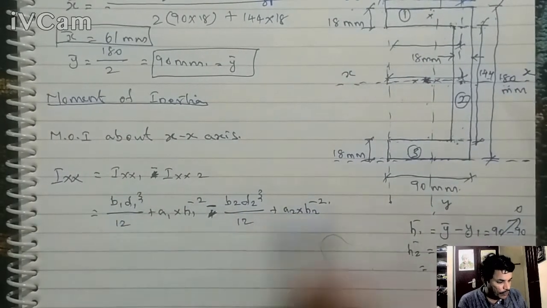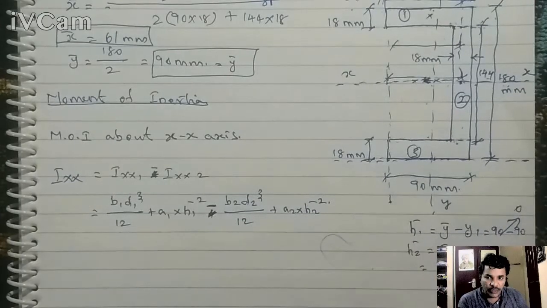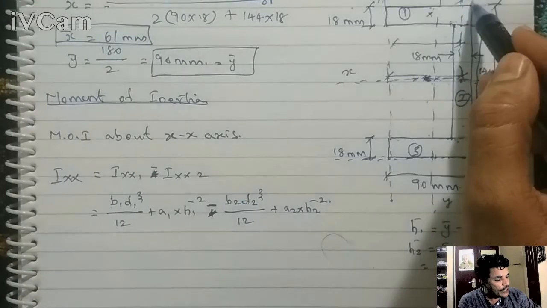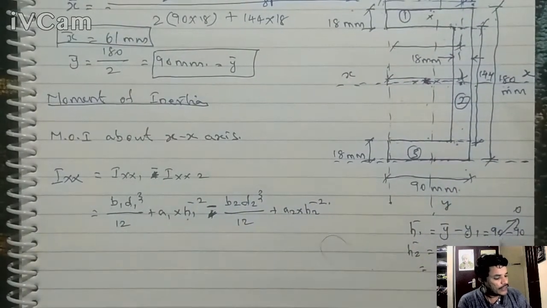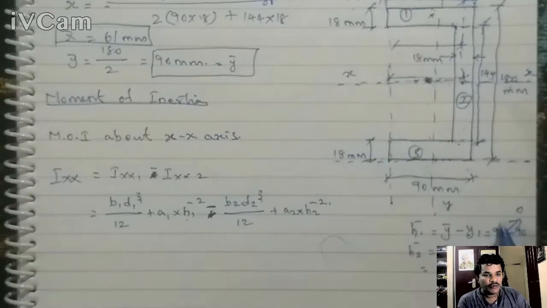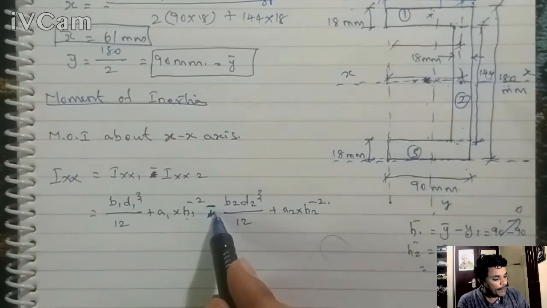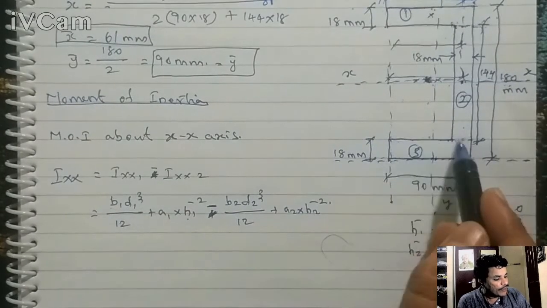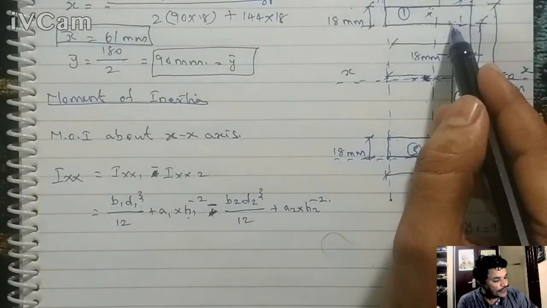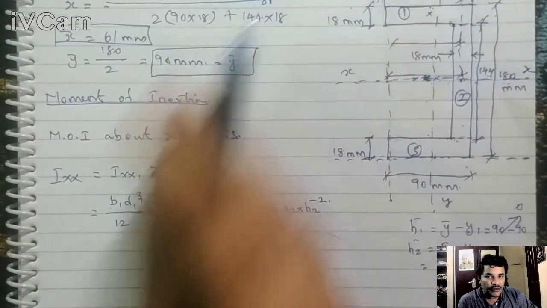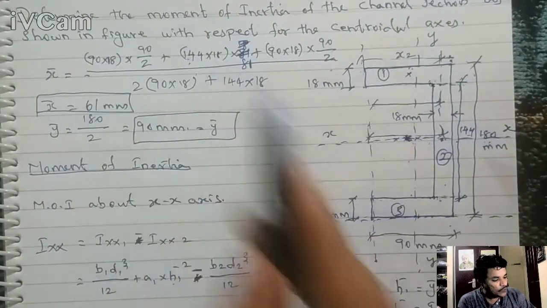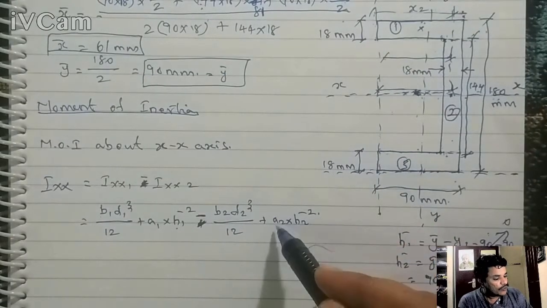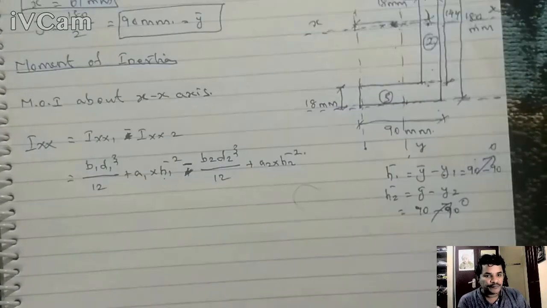B1 is 90 mm, D1 is 180 mm. h1 bar we already calculated, it is 0. Minus B2, that is 90 minus 18, so 72 mm. B2 is 72, D2 is 144. D2 is 180 minus 18 minus 18, you will get 144 mm. h2 bar is 0 already.